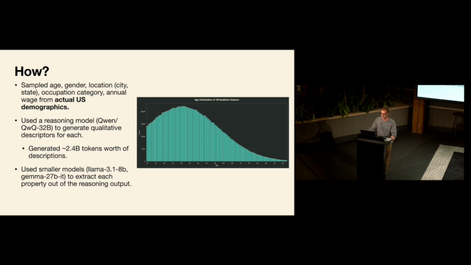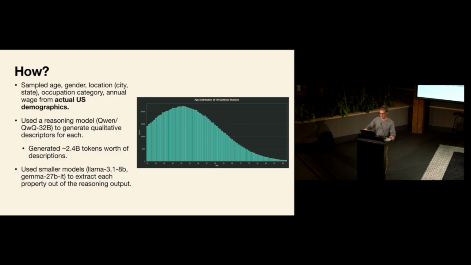Pretty straightforward, actually. We basically sampled from just a handful of actual US demographics: age, gender, location, city and state, occupation category, and annual wage, those two tied together. We used a strong reasoning model, QwQ-32B, to generate the qualitative descriptors for each. This is 2.4 billion tokens' worth of descriptions, so it's pretty large-scale stuff. And then we used some smaller models for the property extraction, basically creating more of a columnar dataset with specific properties.